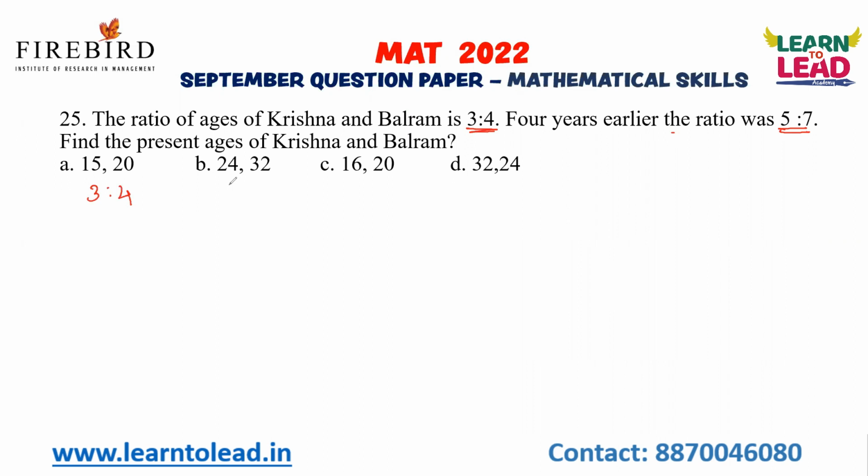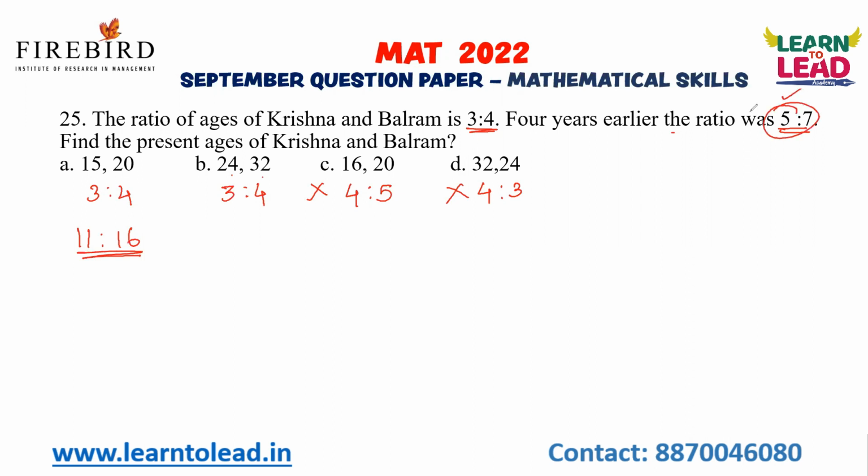Option B, 24 and 32, I can cancel in terms of the table of 8. Yes, 3:4. And it is 4:5. And here again, it is 4:3, right? So option C and option D are not my answers. 4 years earlier, then you have to subtract 4 from their present ages. 15 minus 4 is 11 and 20 minus 4 is 16. So 11:16 is not the ratio before 4 years, right?